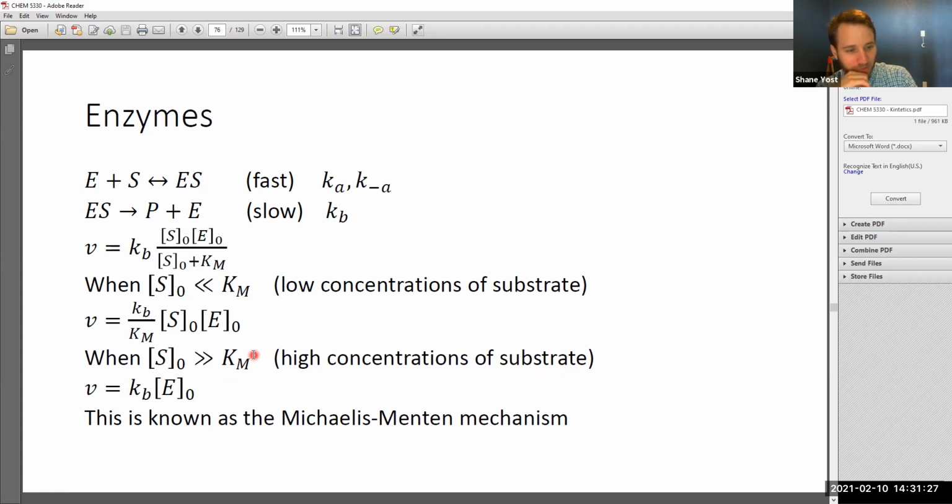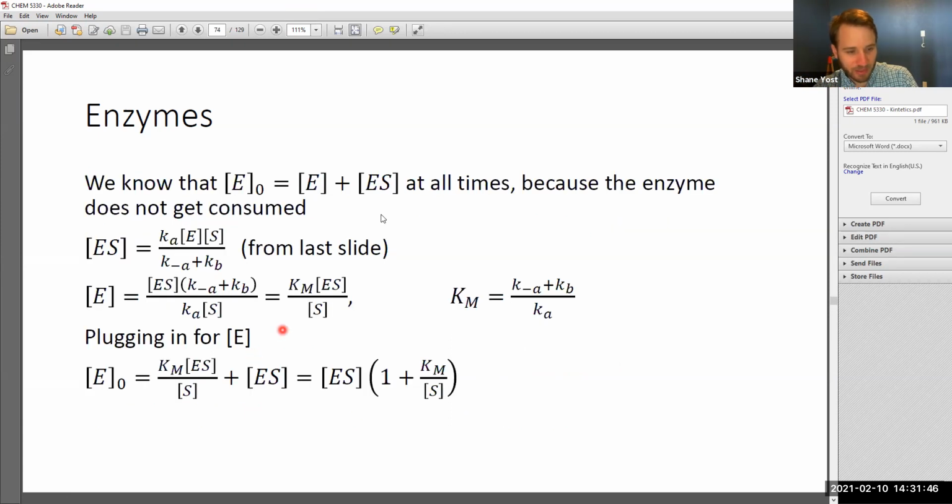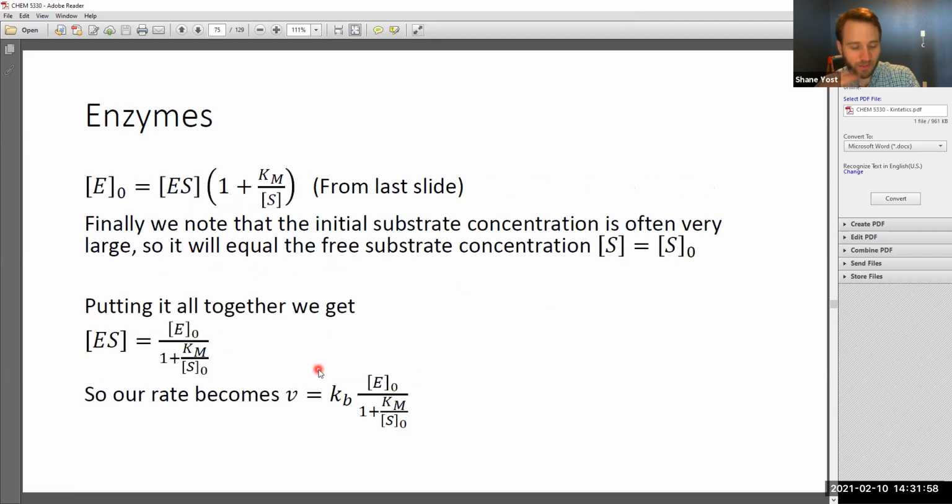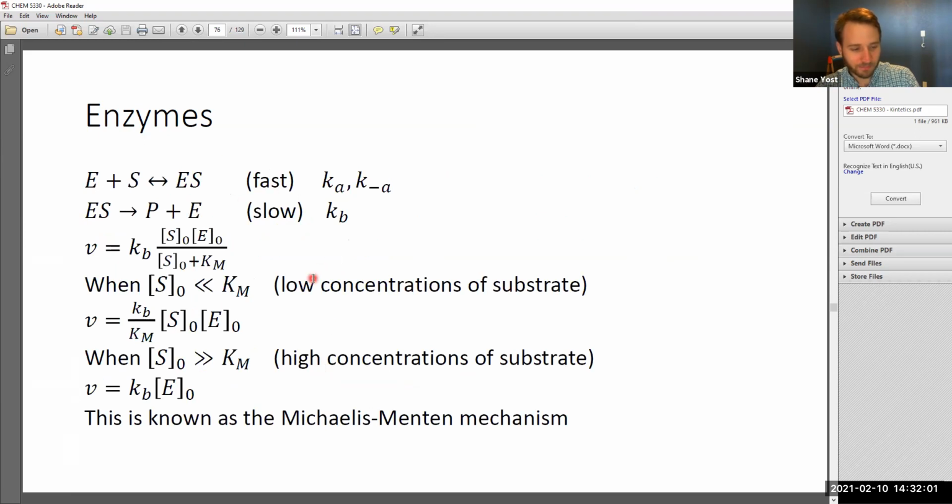So, questions about this mechanism? The main difference in this mechanism from a lot of other ones that we've talked about, and that you'll practice with, is this step here: we want to not have the current concentration of enzyme, but instead the initial concentration of enzyme in our final rate law expression. And so we had to do some extra little steps in order to get there.